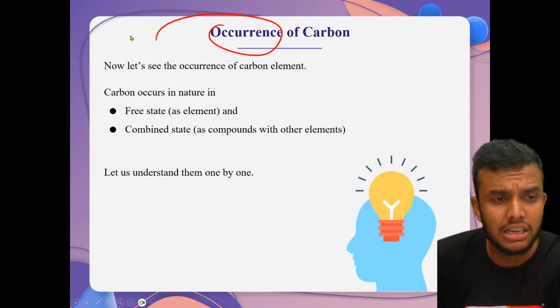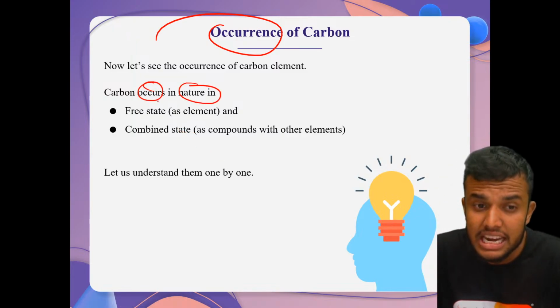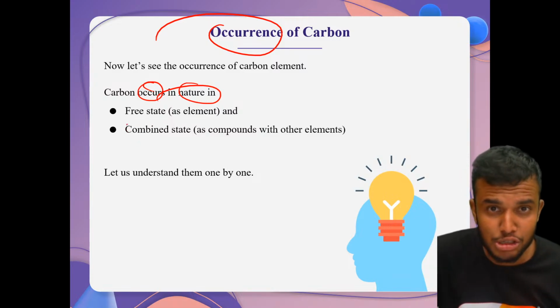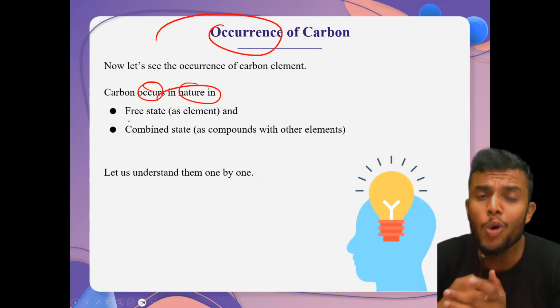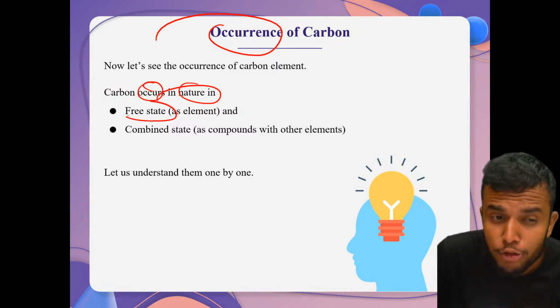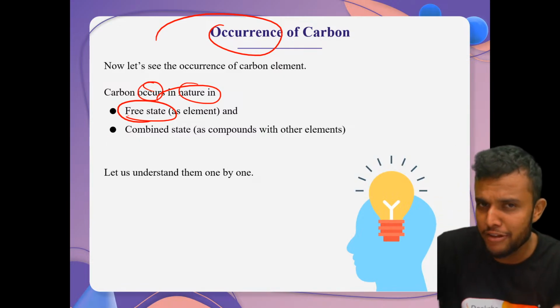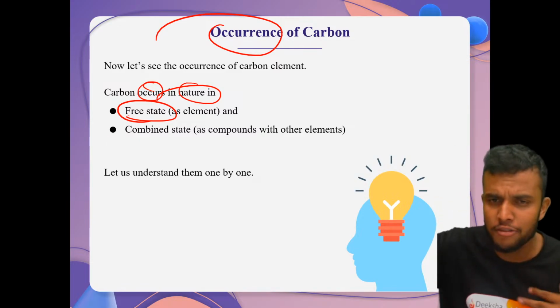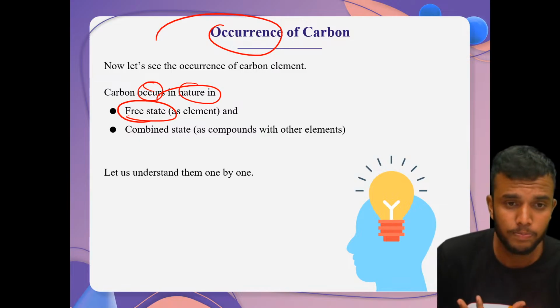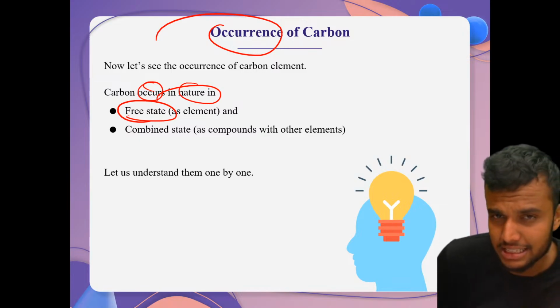How does carbon occur? Carbon occurs in two states, my dear students. Carbon occurs in nature only. Nature is nothing but the surrounding particles. It occurs in two forms, one is the free state, like us. We are humans, we are free, we have freedom to talk, we have freedom to do something, but nothing illegal. We have freedom to do legal things, right, students?